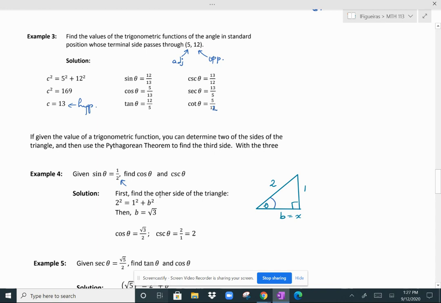So I get 2 squared equals 1 squared plus b squared. So I called it b or x or whatever you want to call it, or a for adjacent. It doesn't matter, but you're trying to find this side right here. So when you solve it, you get that b is root 3. So now that I know that b is root 3, I get that cosine is adjacent over hypotenuse. That's root 3 over 2. And cosecant is the reciprocal of sine. So cosecant is 2 over 1, which is just 2.